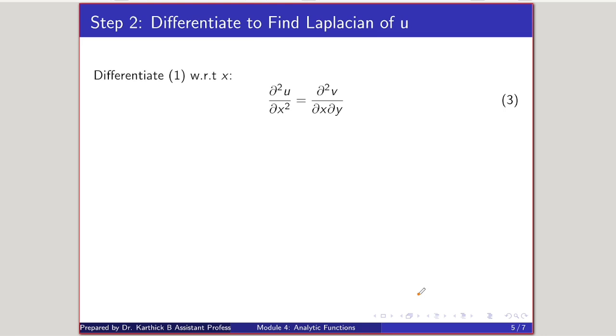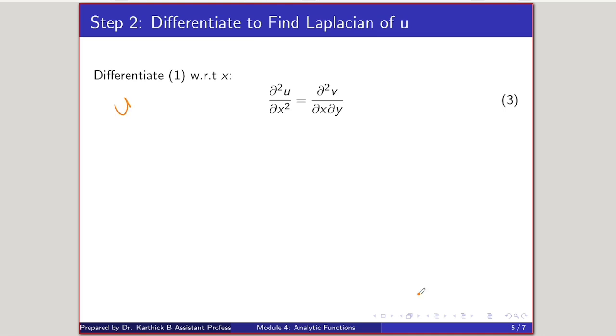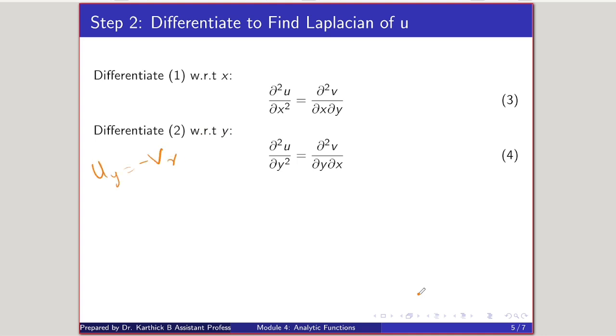Then I may take the first equation and differentiate it. We know that ux equal to vy. If I differentiate this again with respect to x, uxx will be equal to vyx. Next, we will differentiate equation 2. Equation 2 is uy equal to minus vx. So here it will be uyy equal to minus vxy.